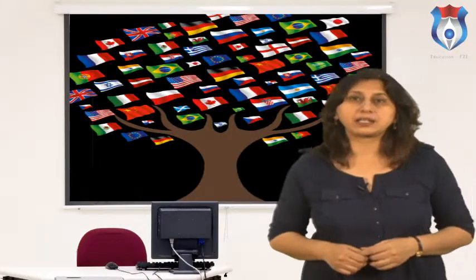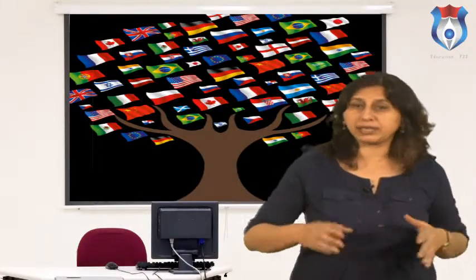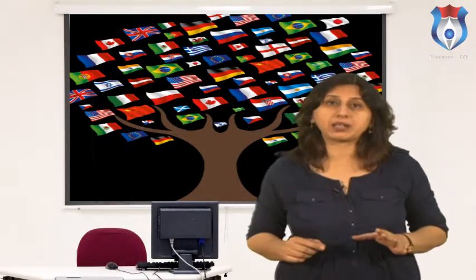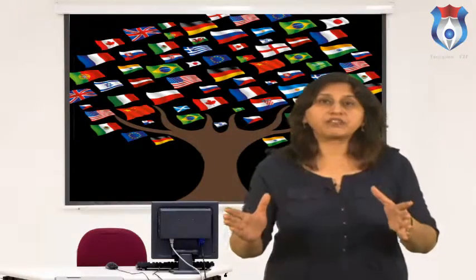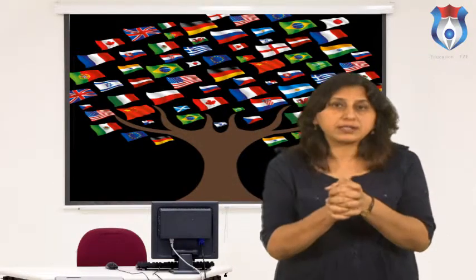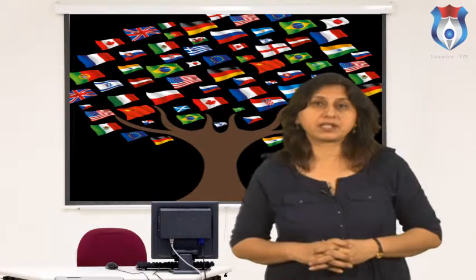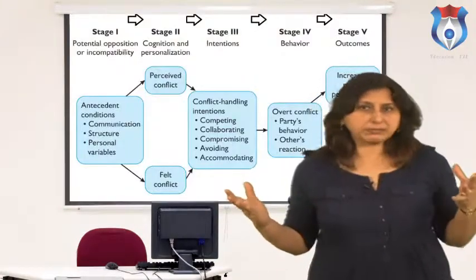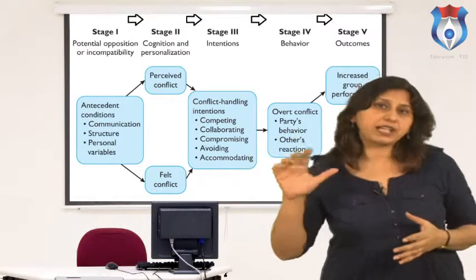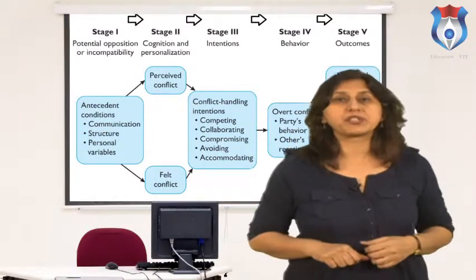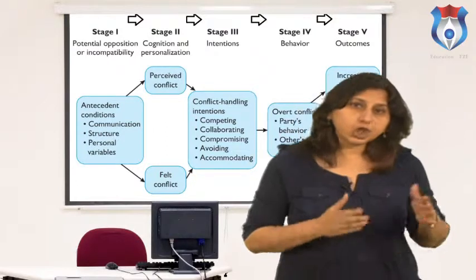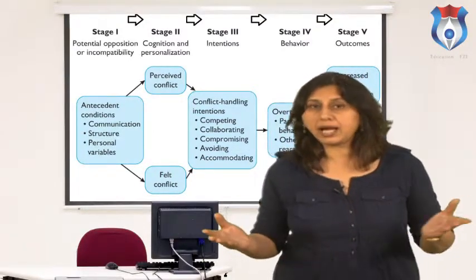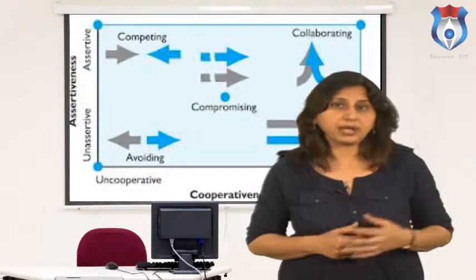International conflict occurs between states at the global level. Competition for resources certainly plays a part, but value and power conflict are often intertwined and sometimes predominant. Stages of conflict. The conflict process can be seen as comprising 5 stages: potential opposition or incompatibility, cognition and personalization, intentions, behavior, outcome.